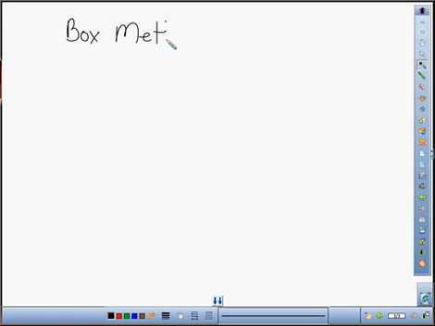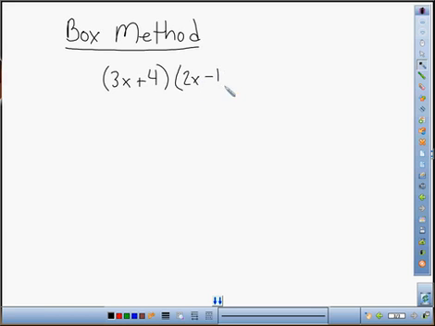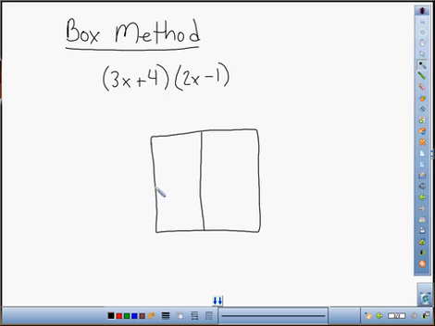Some people call it a modeling method, but whichever way you want to word it, it involves a box. So let's say that we have a binomial, 3x plus 4. We want to multiply it by another binomial, 2x minus 1. All right. The idea with the box method is I'm going to draw a box, aptly named the box method. And we're going to put a little cross in our box, so we actually end up with 4 squares. And we're going to take each binomial and write it across the sides of the box. This is just 3x plus 4, and this is 2x minus 1.